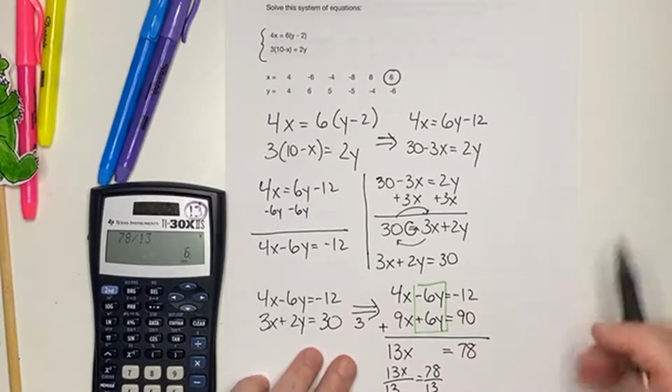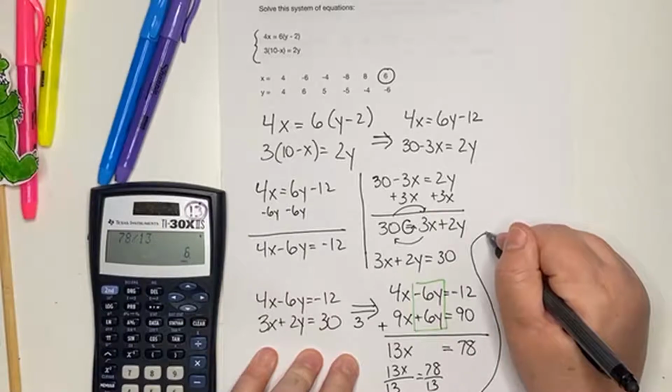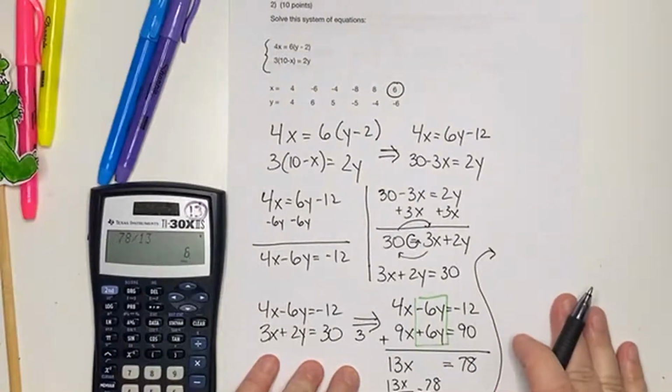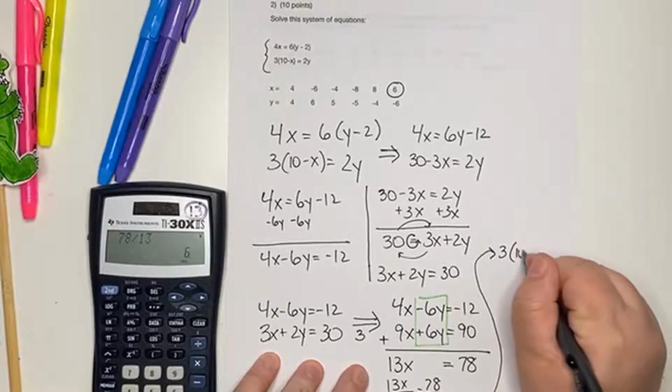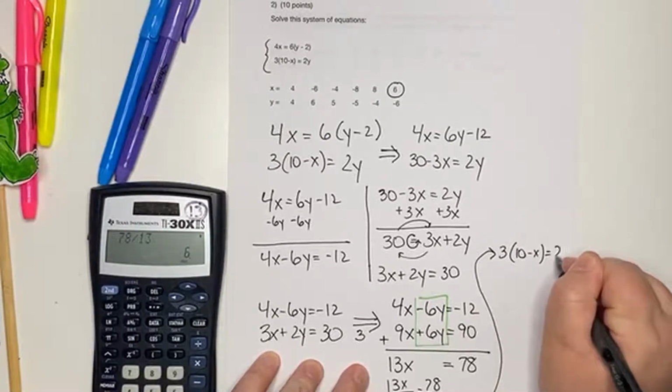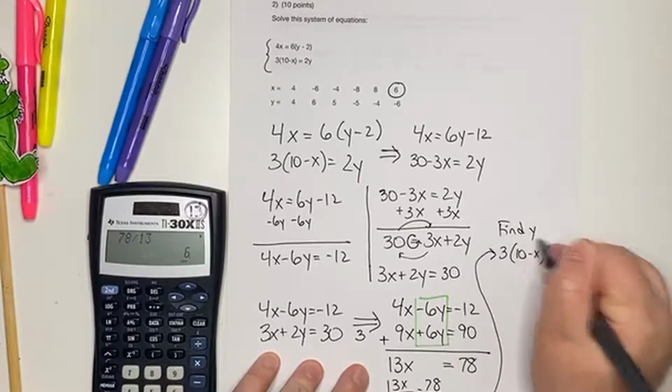I'm actually, let's see, do I have enough room? Kind of not. I'm going to use one of the original equations, because there's this one right here that says 3 times the quantity 10 minus x equals 2y. So I want to find y.